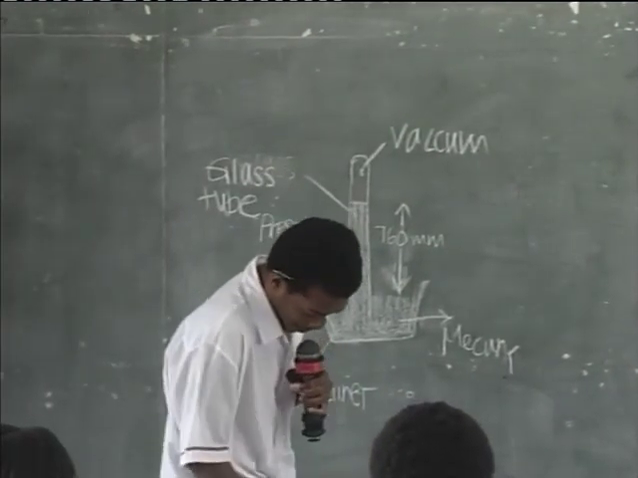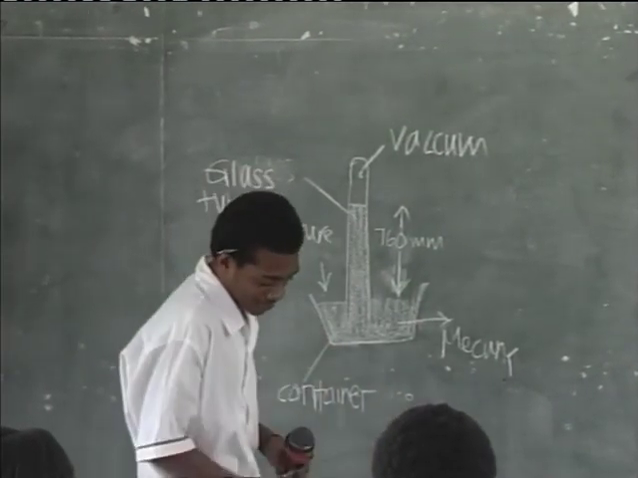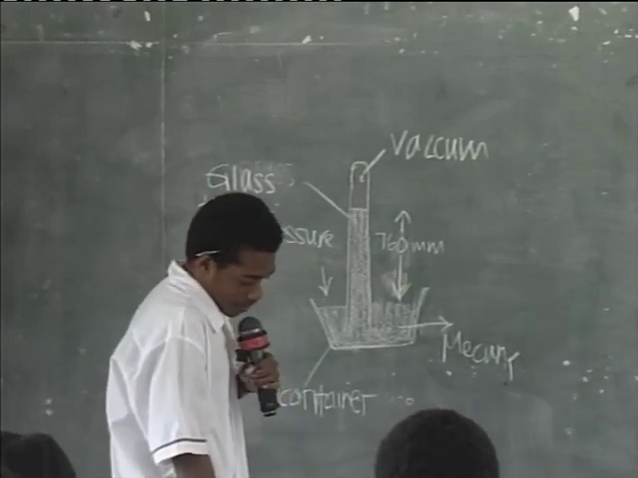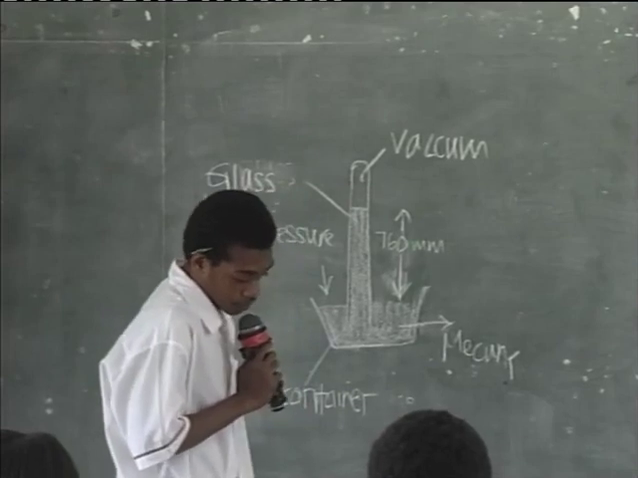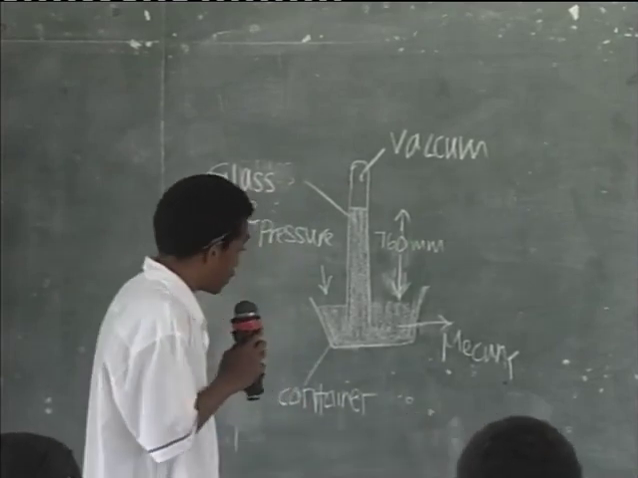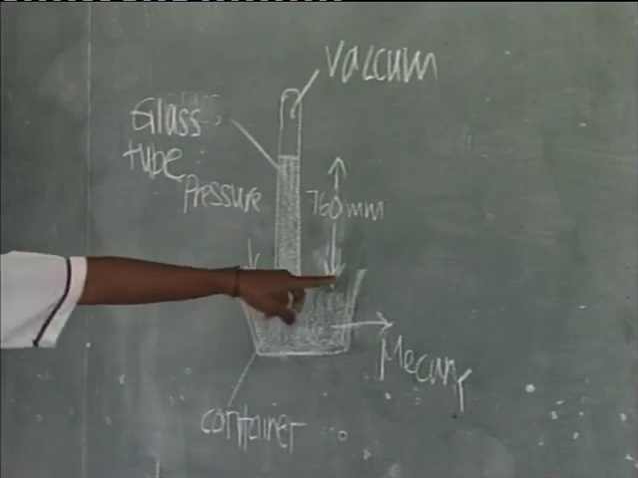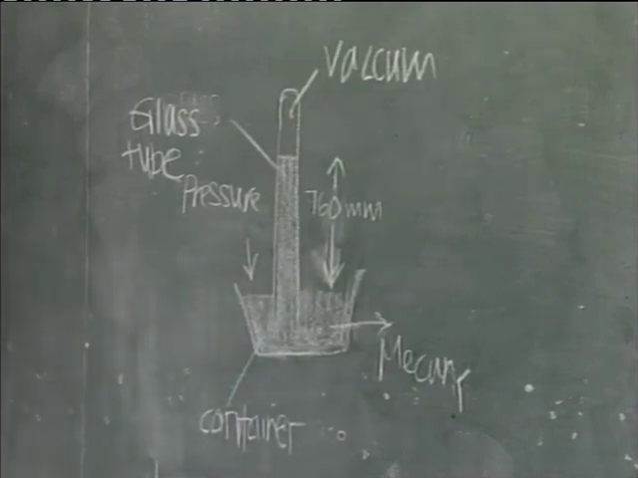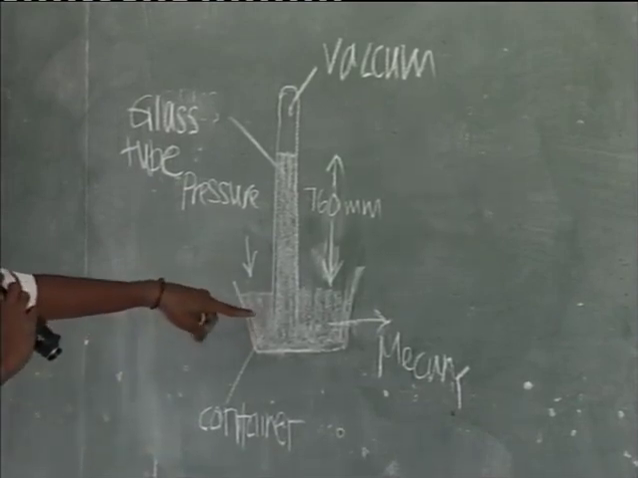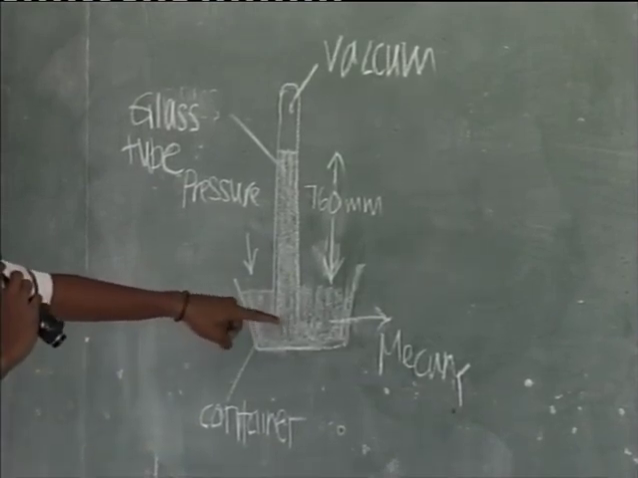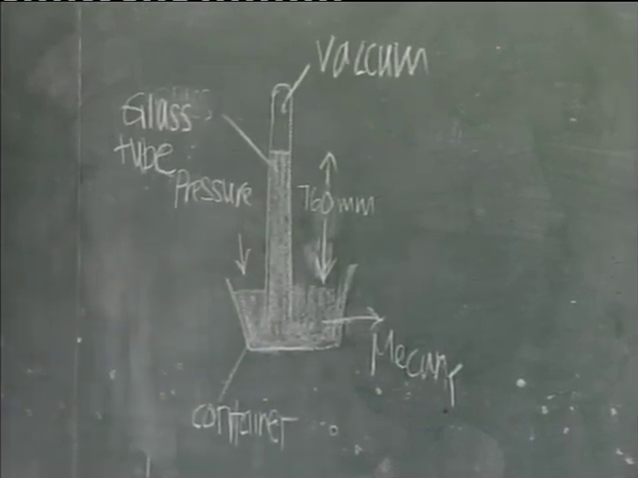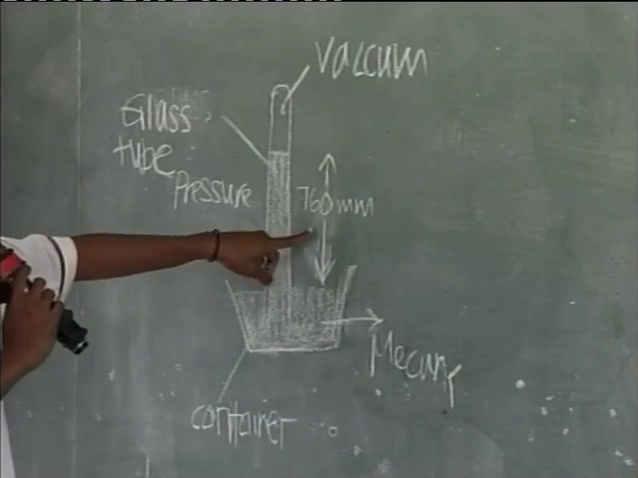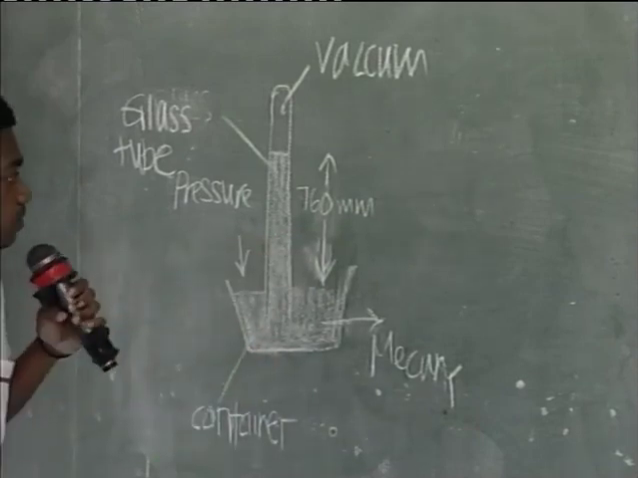This is a diagram of a Mercury barometer. The pressure of air on the mercury in the container, atmospheric pressure, forces the mercury in the container to move up the glass tube up to about 760 millimeters.